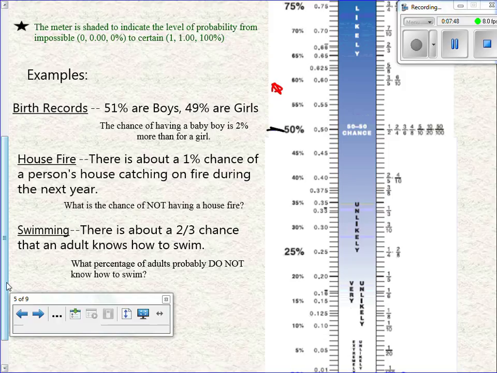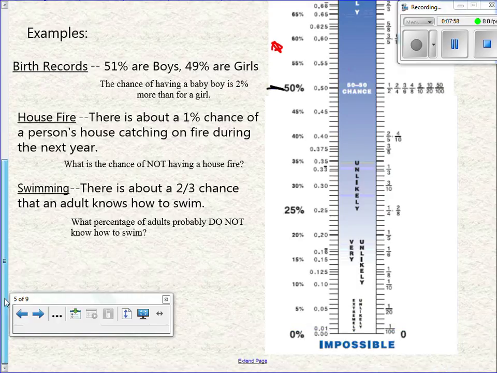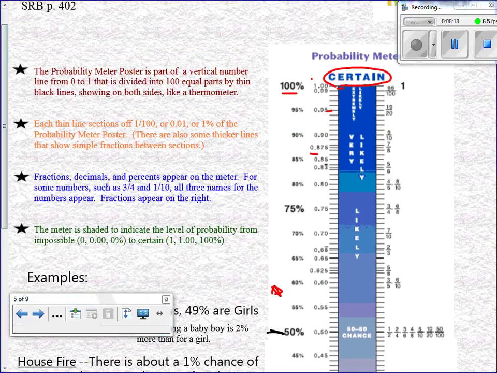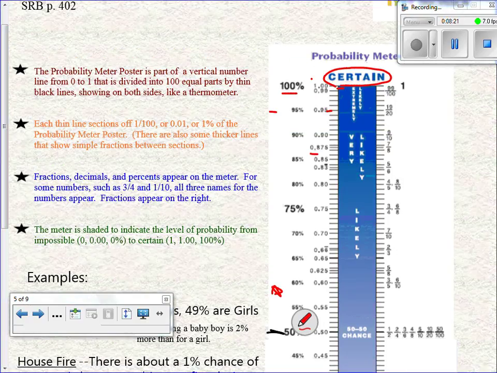Right here we have a house fire, as dramatic as that sounds. There's about a 1% chance of a person's house catching on fire during the next year. So if someone asks, is your house going to catch on fire this year? You're probably going to say that's extremely unlikely. You're not going to say it's impossible because obviously everything can kind of burn, right? So we're not going to say it's impossible. But then it asks, what is the chance of not having a house fire? Well, it's extremely unlikely that you're going to have a house fire this year, and that'd be all the way back up here at the top, okay?